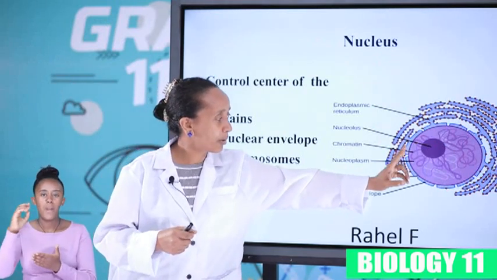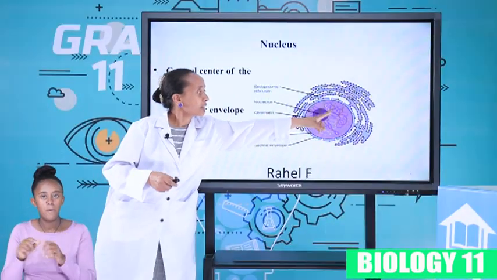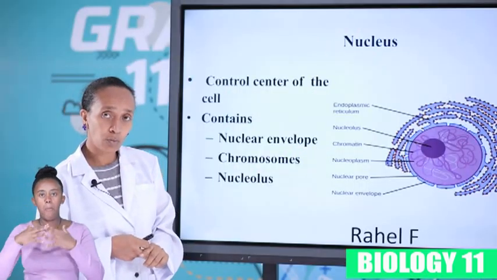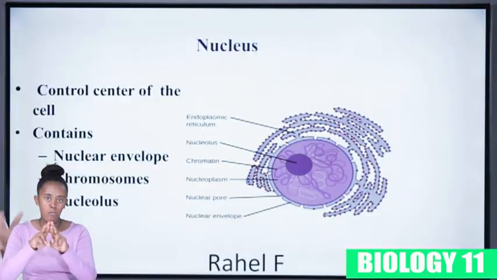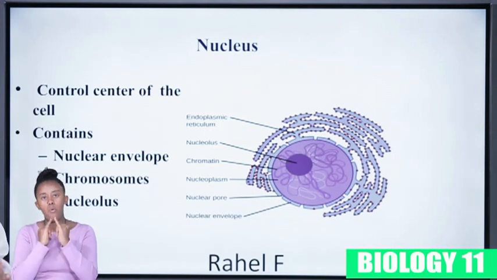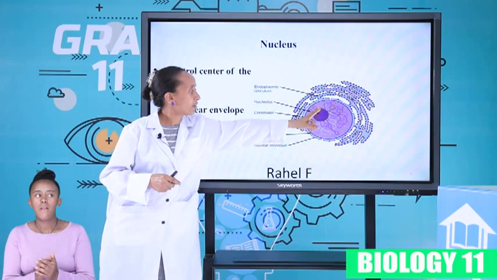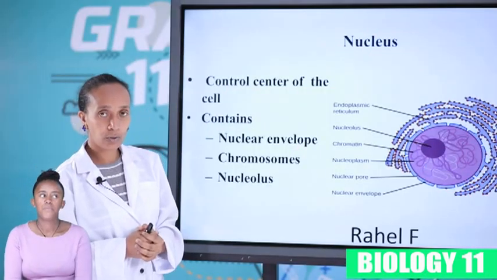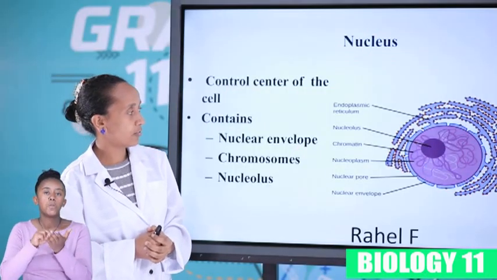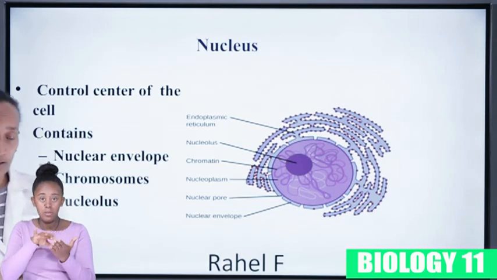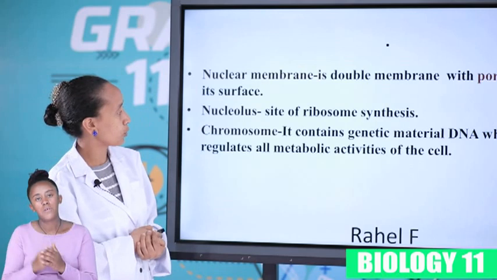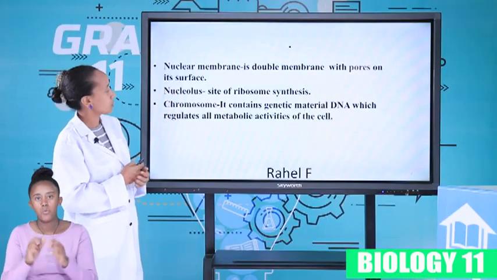Next to the nuclear membrane, we have thread-like structures. These are genetic material or the chromosomes that store all information about the cell. And here we have a dense circular or spherical structure that is the nucleolus, which is found in the nucleus and responsible for the synthesis of ribosome.